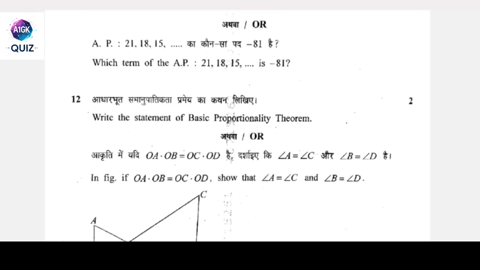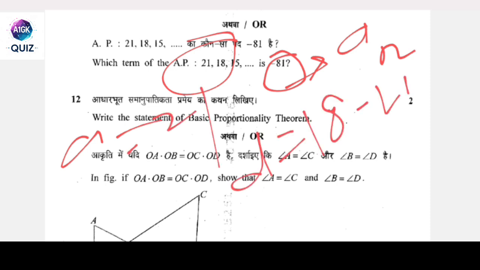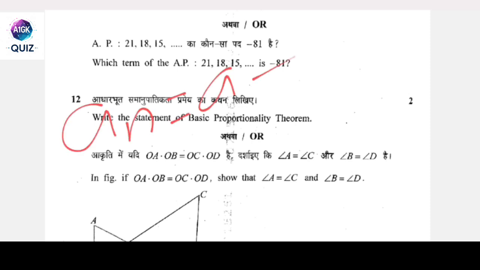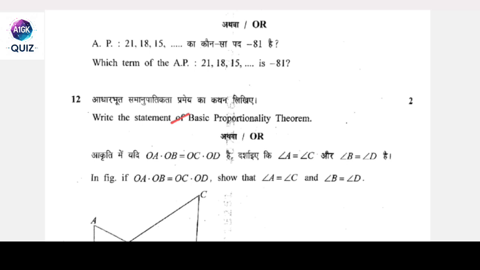Or which term of the AP 21, 18, 15 is minus 81. Where we don't know which term of the AP this is, then we take it as an. An means nth term. From the given AP, we get a, that is 21, d is equal to 18 minus 21, that is minus 3, and an is given. By using the formula an is equal to a plus n minus 1 into d, we get the answer to which term of the AP is minus 81.